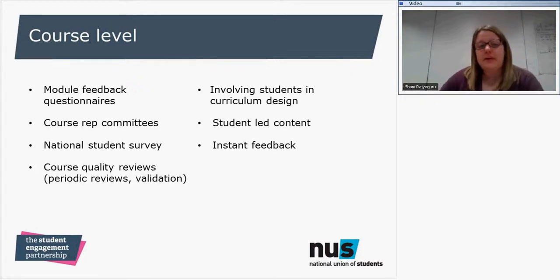Course quality reviews, so things like peer audit reviews, validation, that kind of thing. For students in curriculum design, we're really talking about an enhancement element here, but ways in which students can be directing the content and delivery of curriculum. Student-led content or things like PASS schemes or peer mentoring, in which students are helping to deliver or conduct research around curriculum and pedagogy.